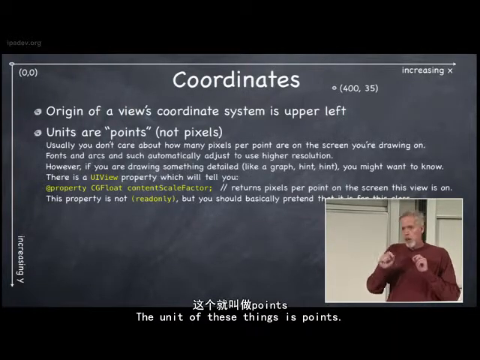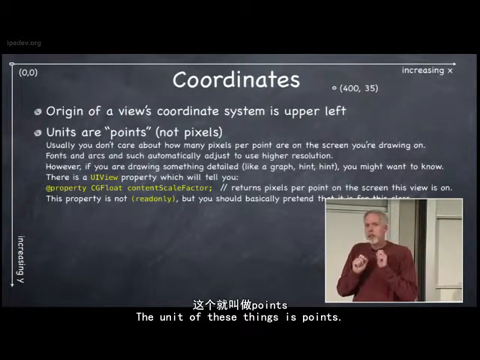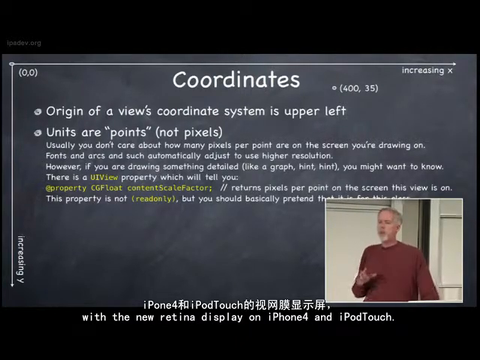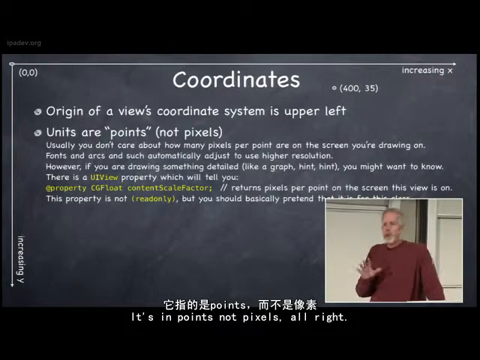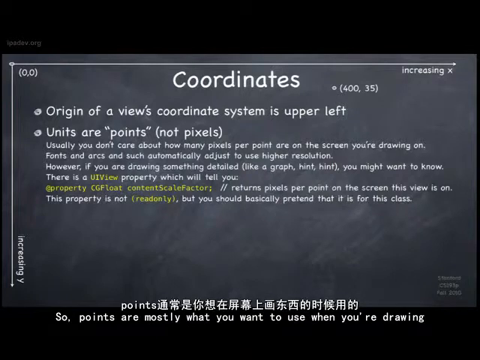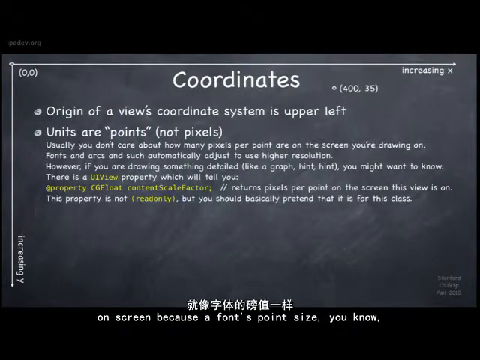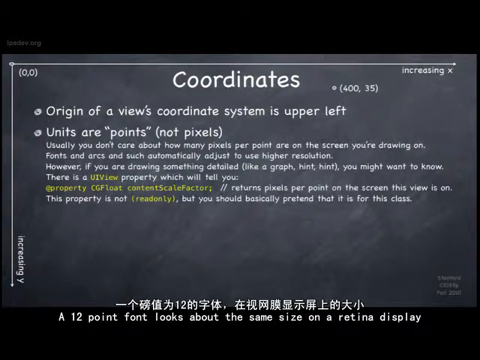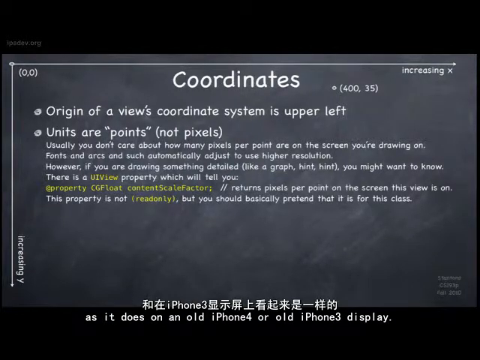The units of these things is points. This is something new to understand with the new Retina display on the iPhone 4 and the iPod Touch. It's in points, not pixels. All right? So points are mostly what you want to use when you're drawing on screen, because a font's point size is going to look about the same. A 12-point font looks about the same size on a Retina display as it does on an old iPhone 3 display.